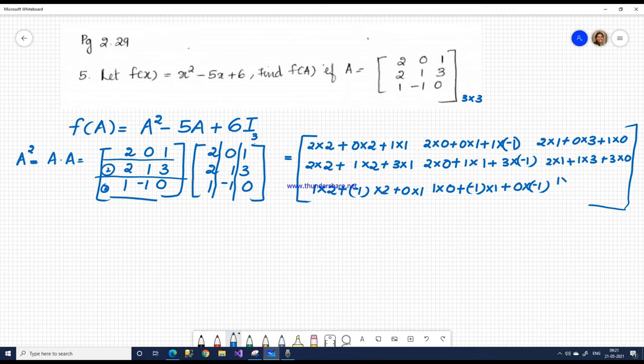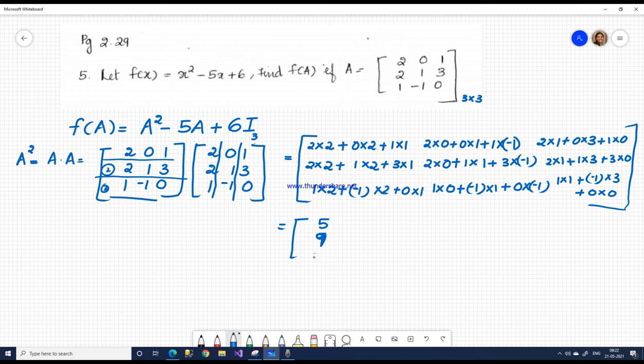Then we have 1 into 1 plus minus 1 into 3 plus 0 into 0. So the answer will be 4 plus 1, 5. And here 4 plus 2 plus 3, that is 9. And 2 minus 2, 0, that is 0.